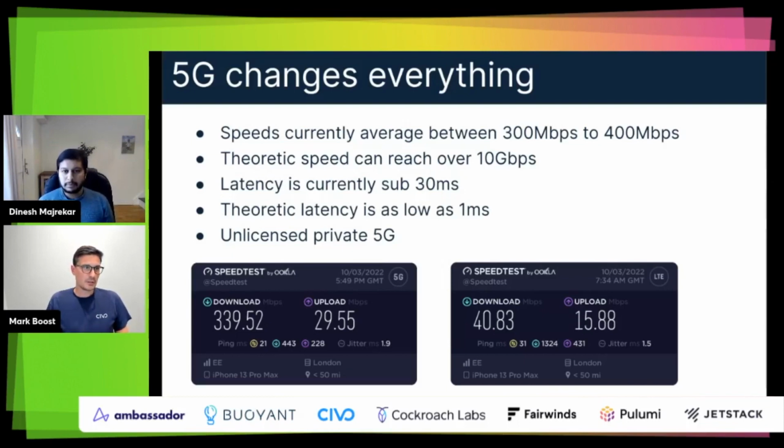And you can see from the two images that I've got on the screen, the first one on the left is showing an actual speed test that I did recently on my phone on a 5G network, where I was getting a ping time of 21 milliseconds compared to a 4G ping time of 31 milliseconds, and then huge advantages on download speeds as well, and double the upload speed. And already they're averaging across the world 300 to 400 megabits per second for 5G, and theoretically speeds can get to well over 10 gig, and that latency can get as low as 1 millisecond.